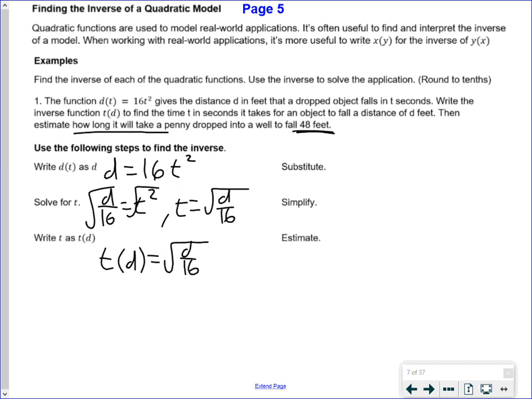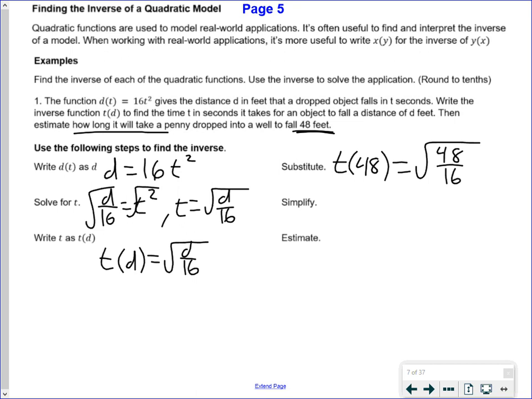Now we're going to figure out what the question is ultimately asking us for. We're asking how long it'll take for a penny that was dropped into a well to fall 48 feet. So we don't know what our time is. That's what we're solving for. But we do know that our distance is 48. So we want t in terms of 48, which will equal the square root of 48 over 16. Just plug in 48 for d.